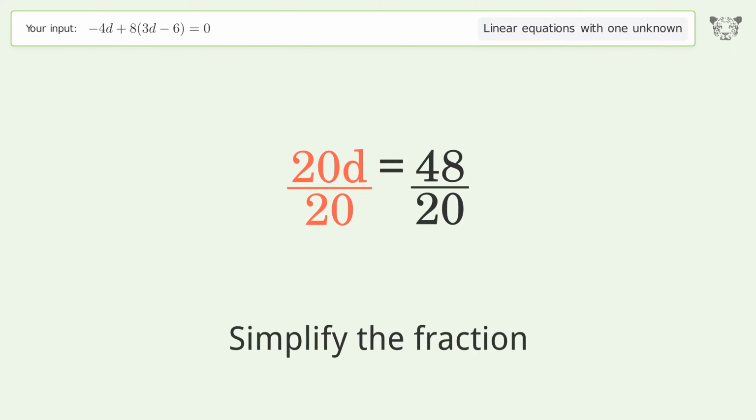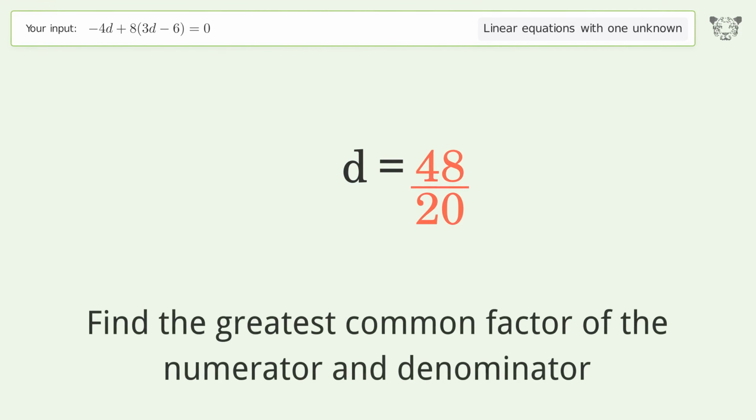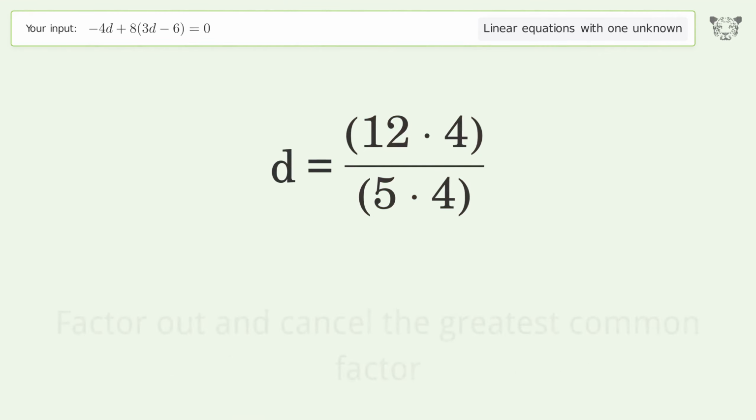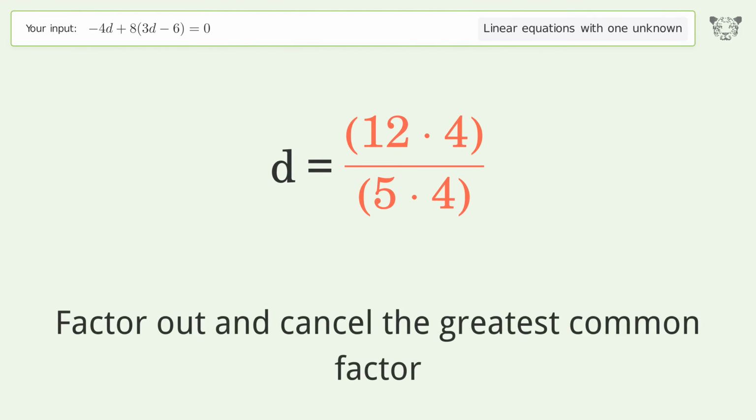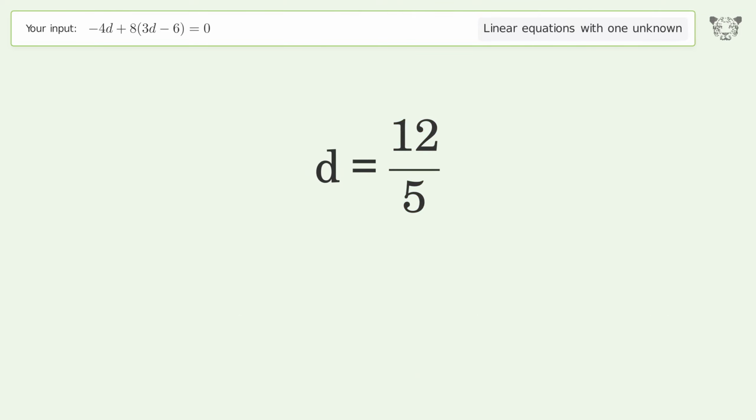Simplify the fraction. Find the greatest common factor of the numerator and denominator. Factor out and cancel the greatest common factor. And so the final result is d equals 12 over 5.